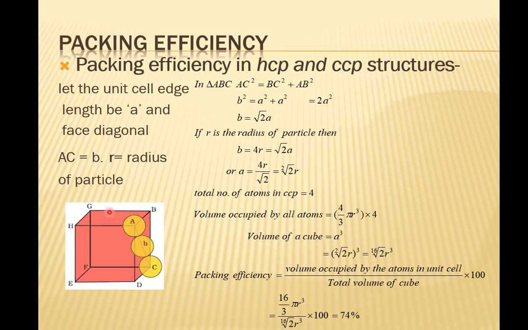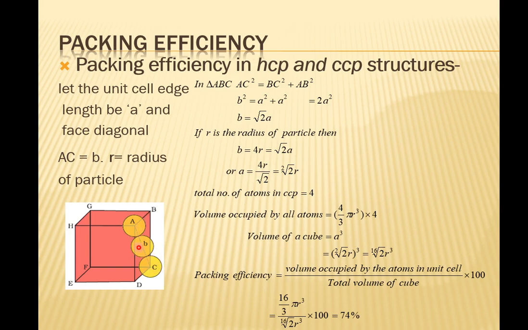Basically, these are face-centered cubes. You can see the cube here, and these are the particles. This particle is present at the corner, this particle is also present at the corners, and this particle is present at the center of the face. The side of this cube, called the cell edge, is taken to be equal to small a. The value of this face diagonal AC is taken as small b, and small r is taken as the radius of these particles.